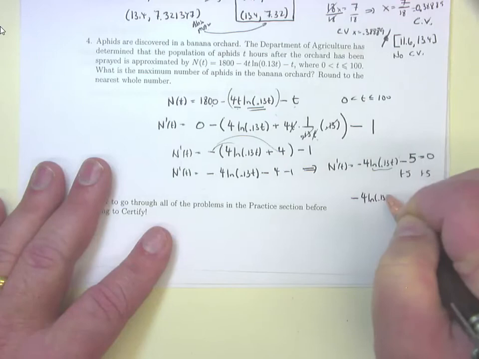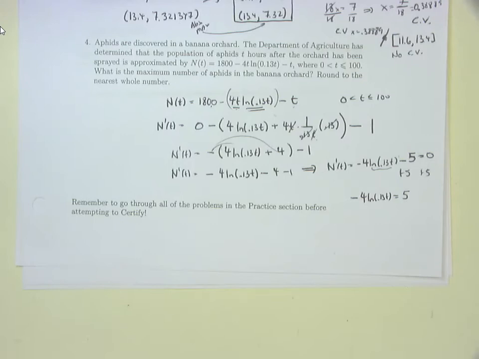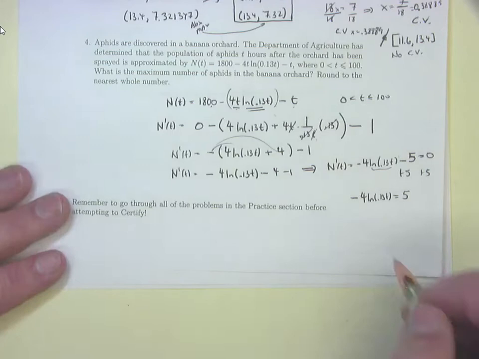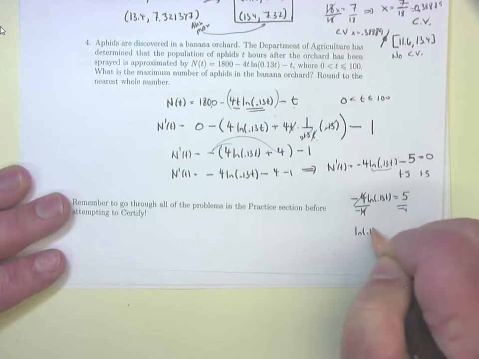Get the natural log by itself. I've got a negative 4 in front of my natural log. We multiply. What gets rid of multiplication? Division. So I'm going to divide by negative 4 on both sides. That gives me the natural log of 0.13t equals negative 5/4.